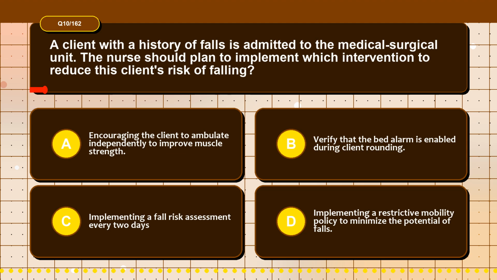Question 10. A client with a history of falls is admitted to the medical surgical unit. The nurse should plan to implement which intervention to reduce this client's risk of falling? Here are the options. Option A, encouraging the client to ambulate independently to improve muscle strength. Option B, verify that the bed alarm is enabled during client rounding. Option C, implementing a fall risk assessment every 2 days. Option D, implementing a restrictive mobility policy to minimize the potential of falls.